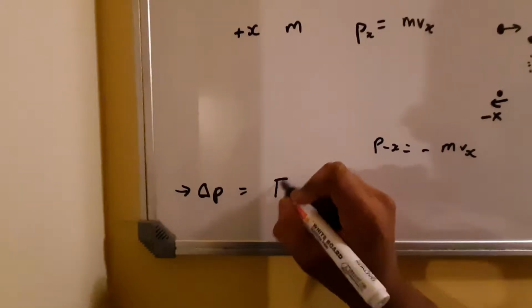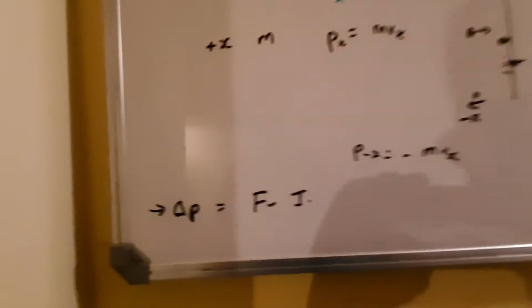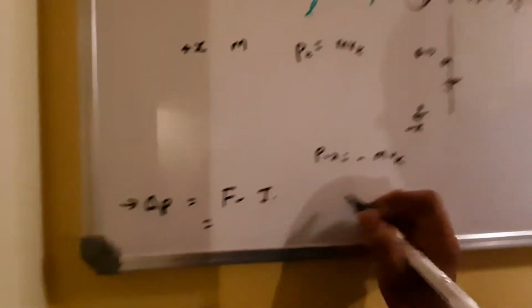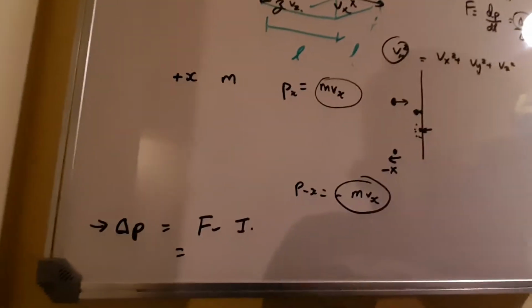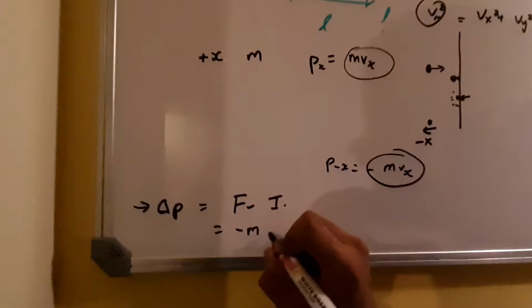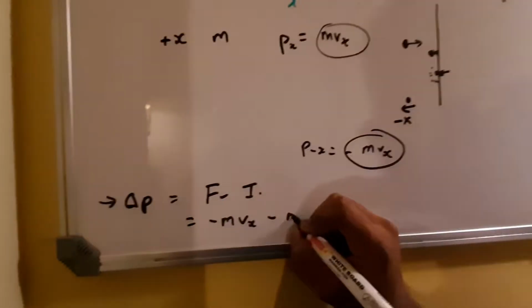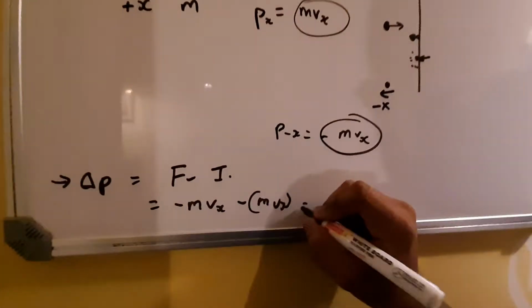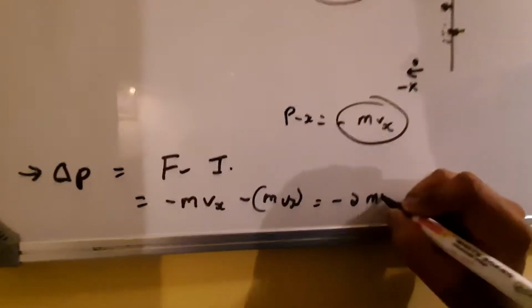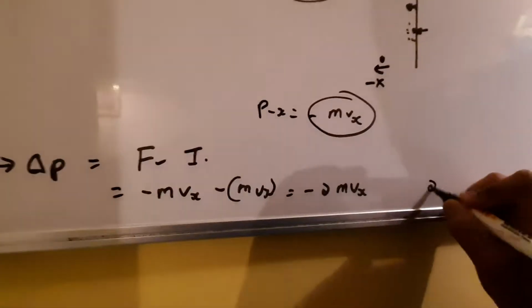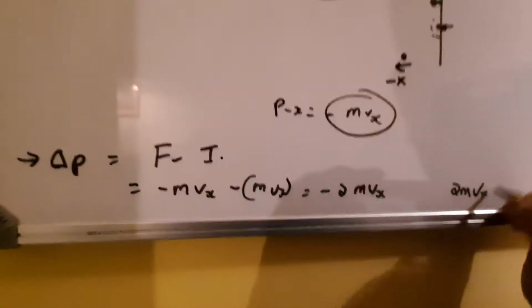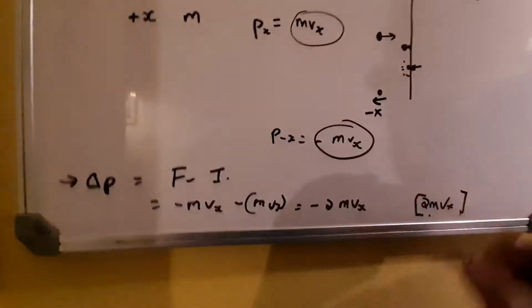That is what I am finding out over here. So this delta p can also be written as final momentum minus the initial momentum. This final momentum is minus mvx and initial momentum is positive mvx. So when I subtract one from the other, I land up with minus 2 mvx. Now, considering its magnitude as 2 mvx, I'll keep this in my toolbox.